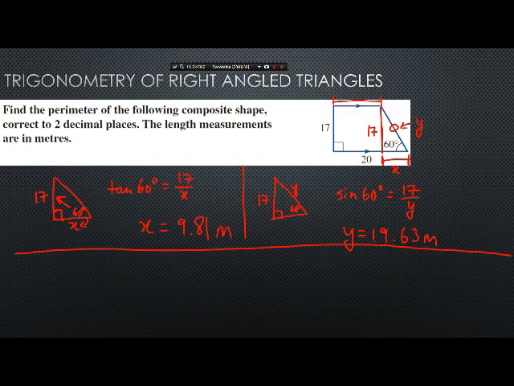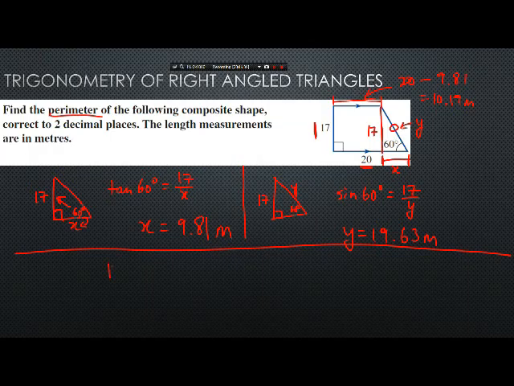Last thing we need to do, it says find the perimeter, so we need to add all the lengths up. Now we know that the bottom is 20, and the left side is equal to 17. We still don't know this length. This length is 20 minus 9.81, which gives us 10.19 meters. So we're going to add all the lengths up now.